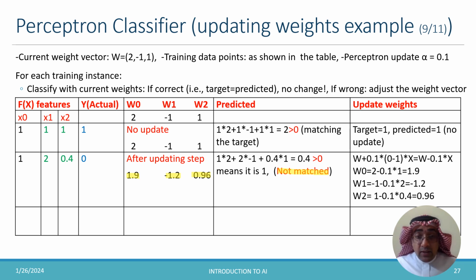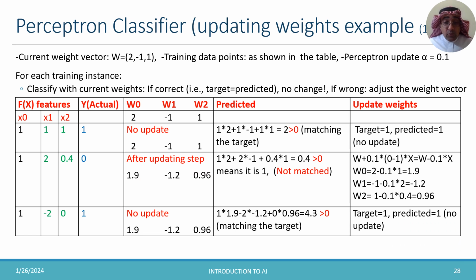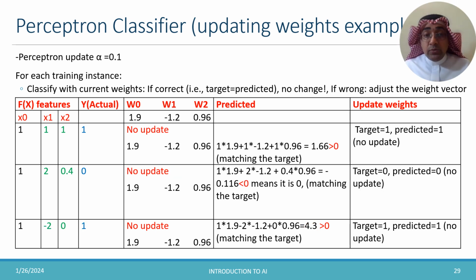And then you repeat this for the third point, and for the third point you have minus 2, 0, and this one you have to put by yourself, and the actual class is 1. When you calculate, you find that the value is greater than 0, and that means that it is a label of 1, and the actual label was 1, so there is a match, so there is no update. And then you keep on doing this for the rest of the table, and you can actually do this on your own time. I've just given all the calculations over here so that you can do it.